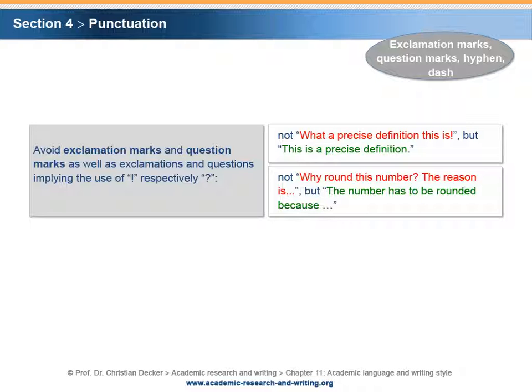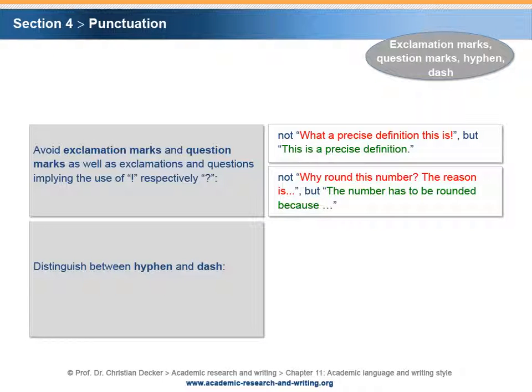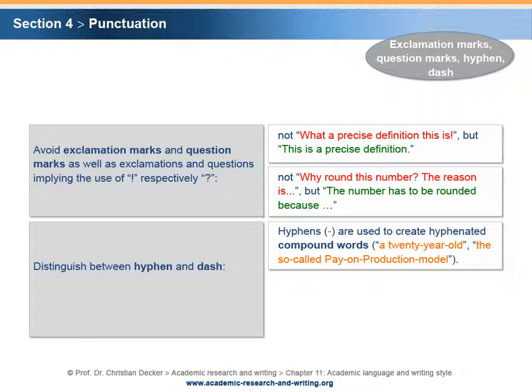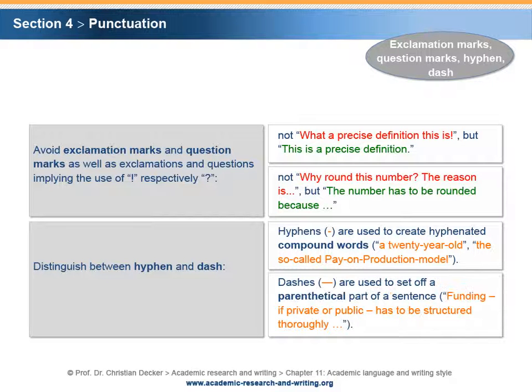Some written pieces lack accuracy because the author had not thoroughly distinguished between hyphen and dash. Hyphens are used to create hyphenated compound words such as a 20-year-old or the so-called pay-on-production model. Dashes are used to set off a parenthetical part of a sentence. For example: funding, dash, if private or public, dash, has to be structured thoroughly.